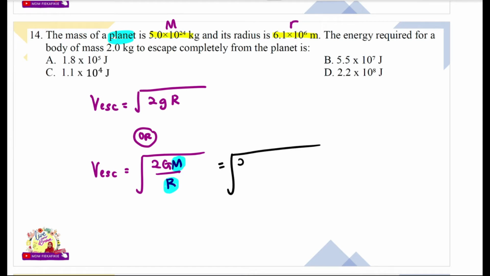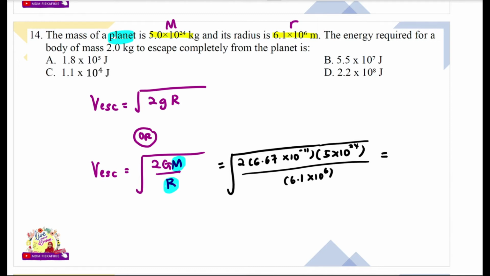So saya akan masukkan nilai dia lah, 6.67 exponent negative 11 times the mass of the planet, okay, divide the radius of the planet. Okay, so you akan dapat jawapan dia 1.1 exponent 4 joule. Okay, so the answer is C. You nak guna ini pun boleh, you akan dapat jawapan yang sama. Okay, cuba kira. Okay, so next question 15.